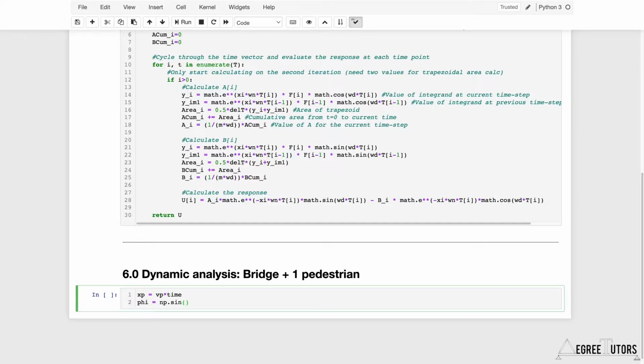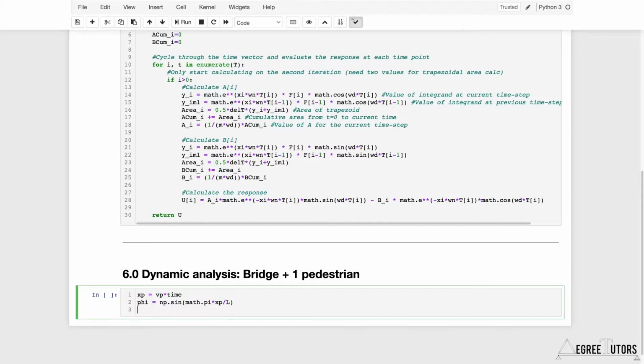Okay, so we said that the mode shape was the sine of n pi x over L. Well, n is equal to 1 because this is the first mode, and x itself is now a function of time, which means that this value of phi that we're going to get is itself a function of time, which will then allow us to multiply that phi value by the force vector. All right, so what have we got? This is going to be math.pi times xp divided by L, the span of the bridge.